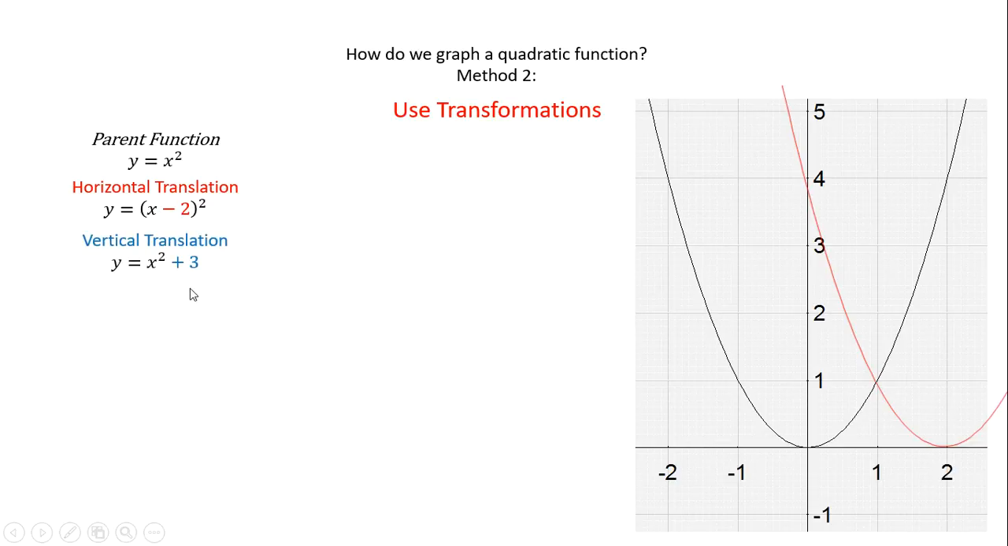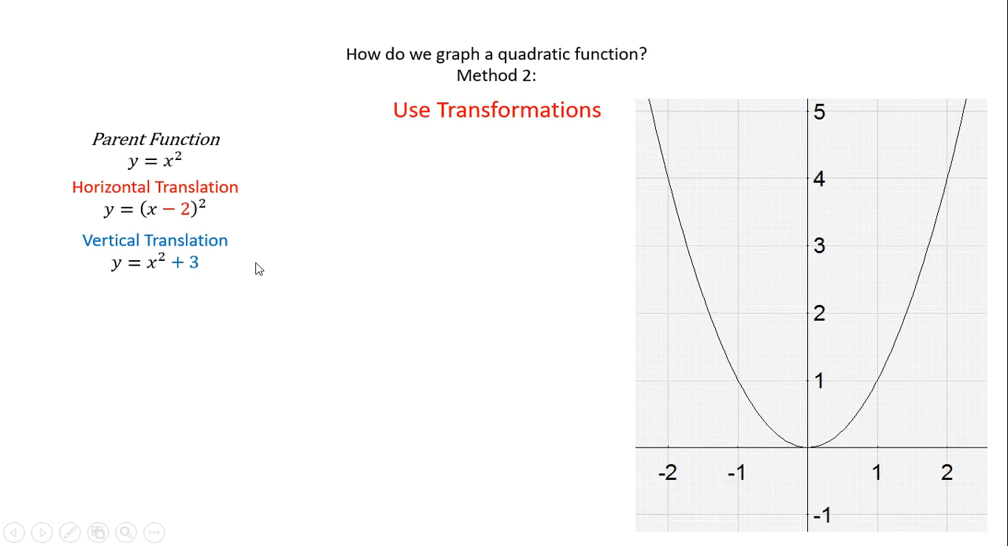We could do a vertical translation, x squared plus 3. Notice where the plus 3 is in relation to where the minus 2 is. Horizontal, we're inside of the squared. Vertical, we're outside of the squared. So graphing x squared plus 3, we start with the parent function, y equals x squared, and then we move it up 3 to get to y equals x squared plus 3.